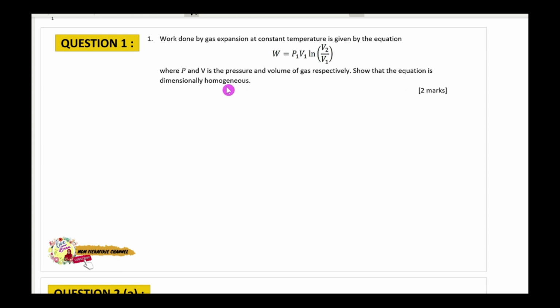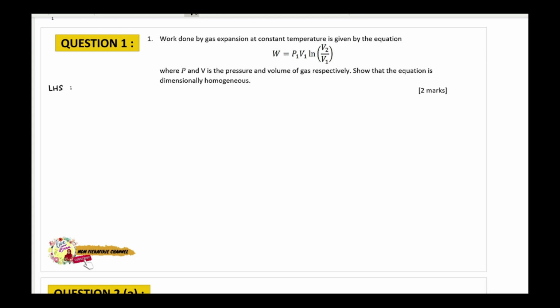Okay, so for this question, we want to prove that the equation given here is dimensionally homogeneous. Alright, so remember, here we have 2 marks. So in order to show an equation is homogeneous or not, we need to find what is the dimension of left hand side and also right hand side. Okay, so let's start with the dimension of the left hand side first.